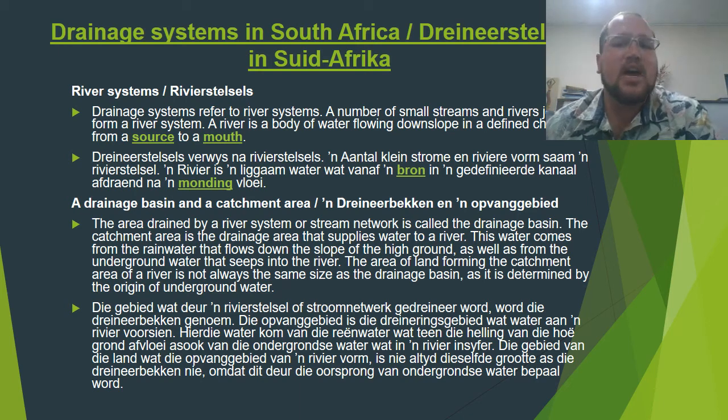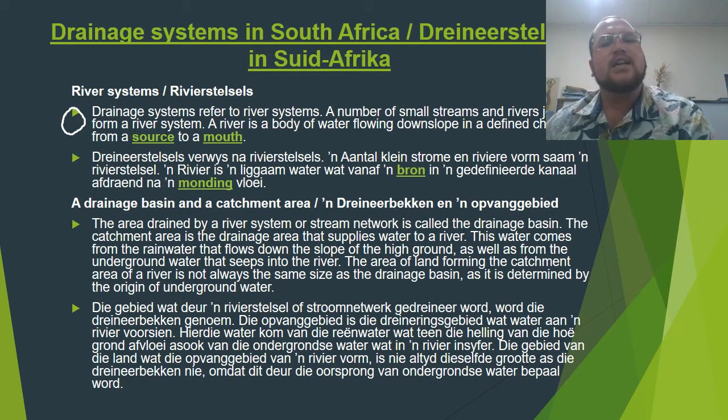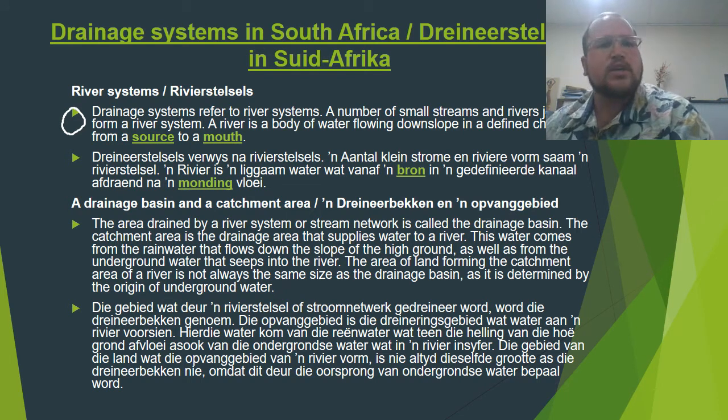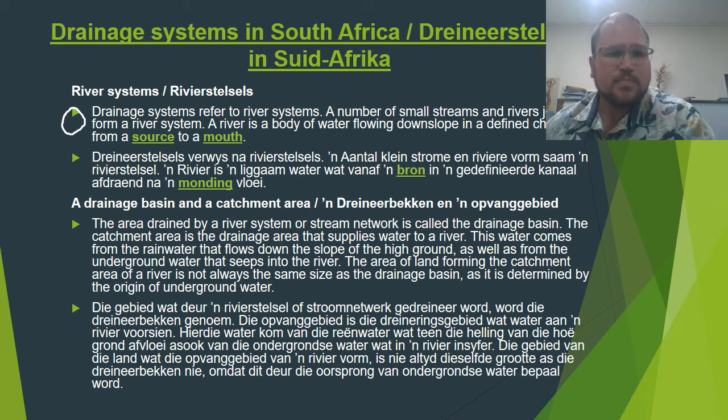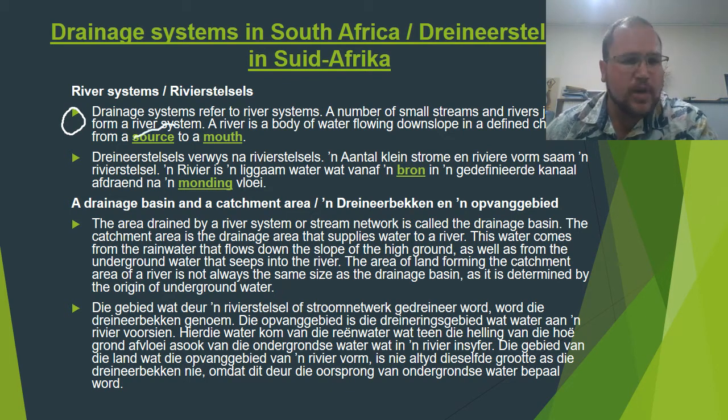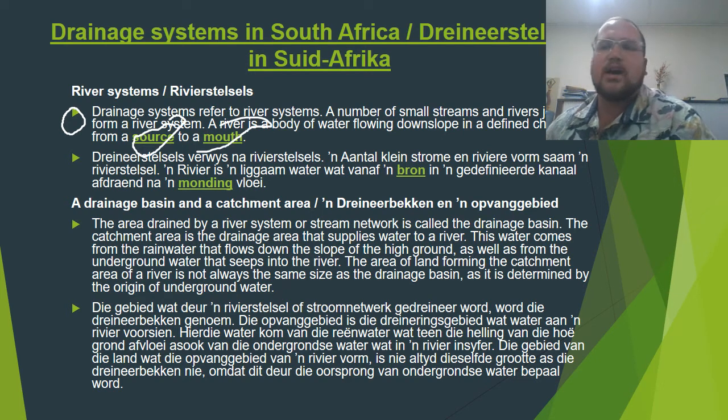Drainage systems in South Africa. Drainage systems refer to a number of small streams and rivers joined to form a river system. A river is a body of water flowing downslope and is defined as a channel from a source to a mouth. So the source, where does the water come from, and the mouth, where does the water go out.